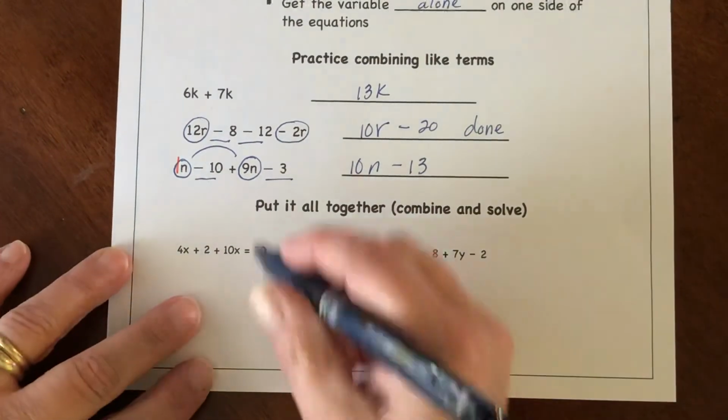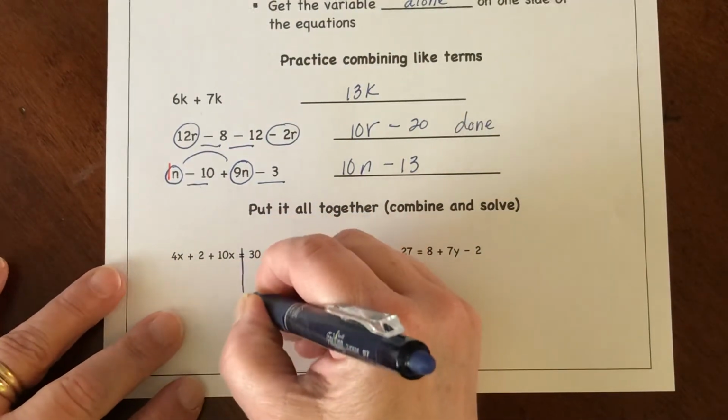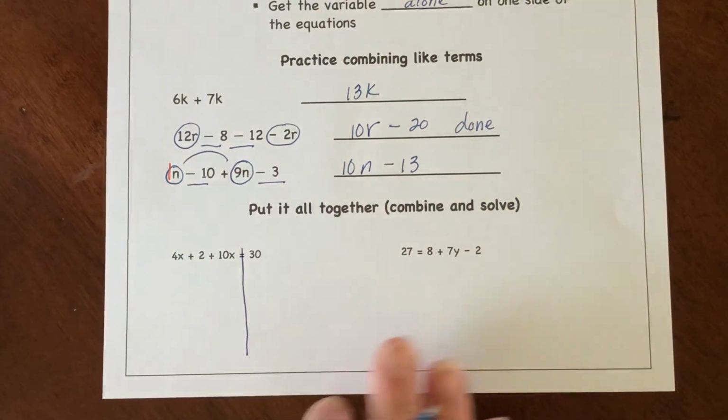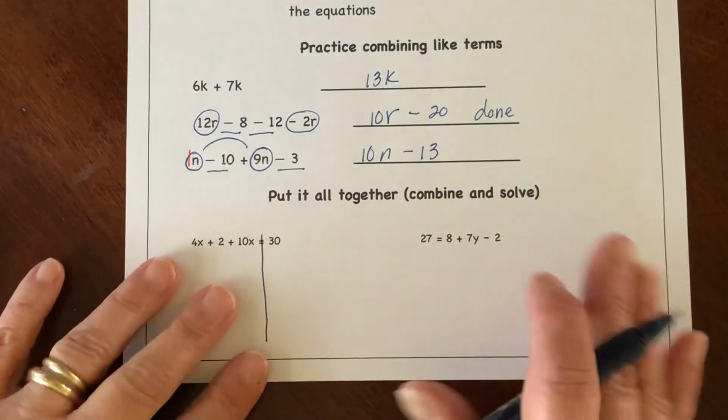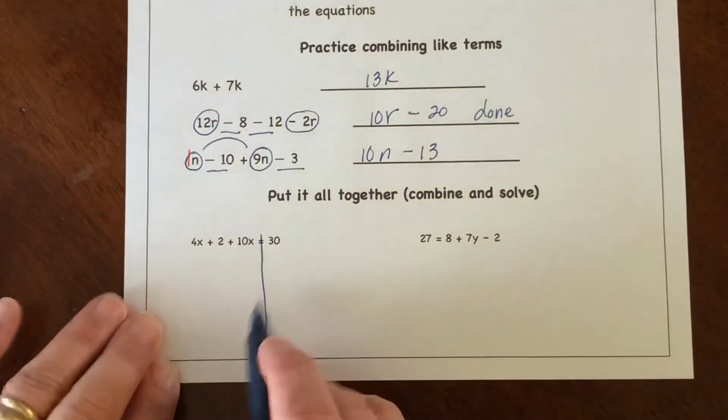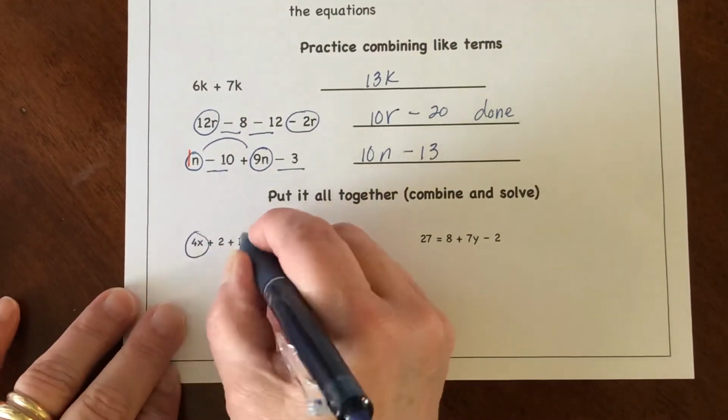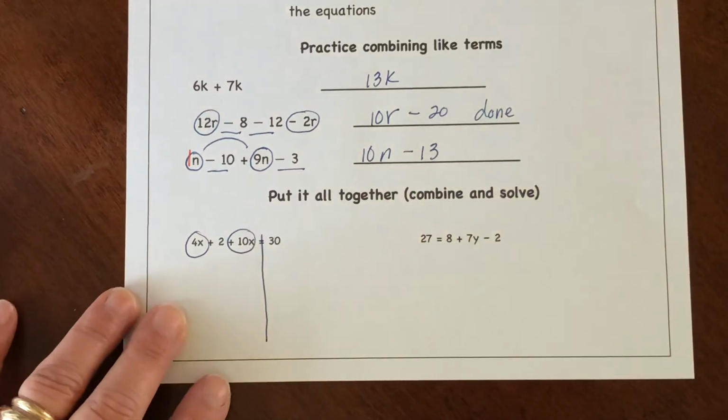It's not very difficult. It's actually pretty easy. So the first thing I'm going to do is I like to draw that line. It represents the equal sign. And on this side of the equal sign, I see I have 2 x terms. So I'm going to put those together.